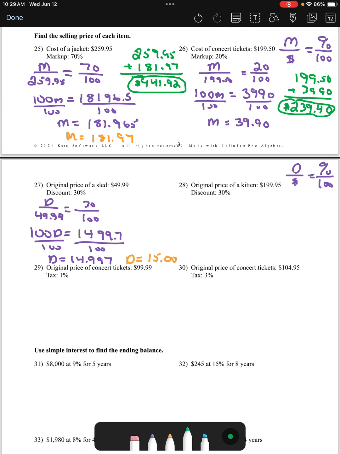So now we have our original price and we have a discount. Discount, as we know, is going to lower what we pay for the sled. So we have to take the original price and subtract our discount to get what we're going to pay, which is $34.99.